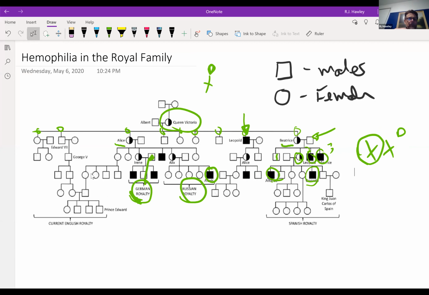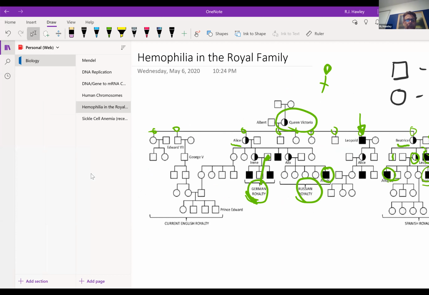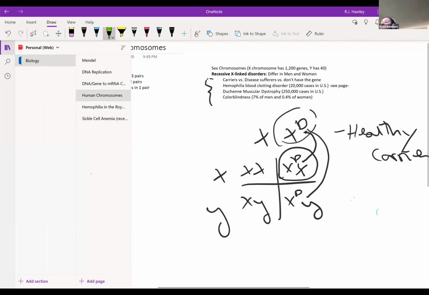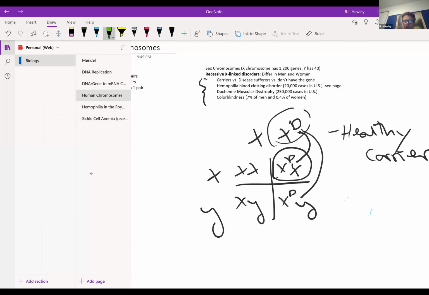So there's the hemophilia in the royal family. And then, let's see here. So these are recessive X-linked disorders, and they differ in men and women. Carriers versus disease sufferers versus those who don't get the gene at all. So remember, in this sort of situation we're talking about, half the kids don't get the gene, so they're healthy.